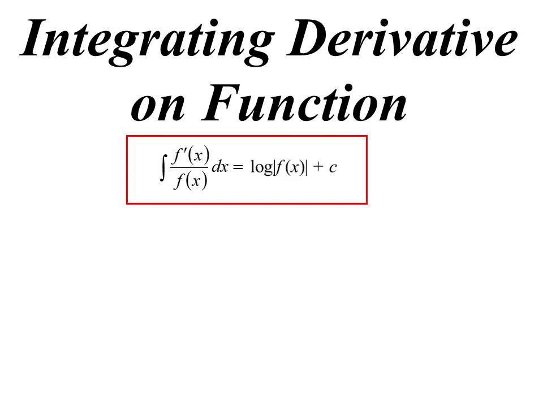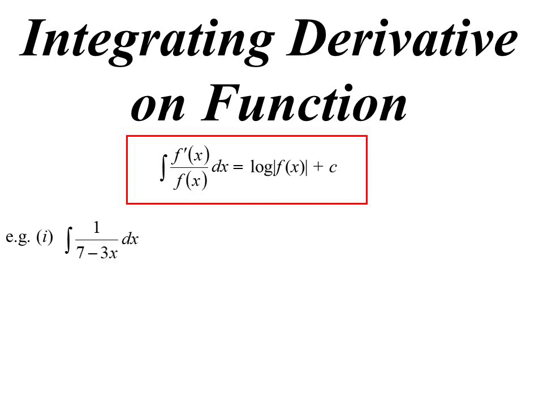It's going back. But here's the thing to note. It's actually the log of the absolute value of the function. The absolute value. Why? Well, because you can't find the log of a negative number. So when you go back, it needs to be the absolute value to make it a positive number.